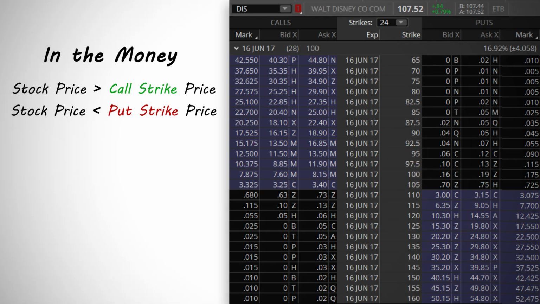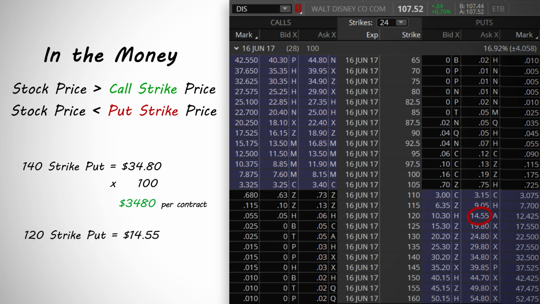Having the right to buy stock for a lesser price translates into more value for that option. In the case of puts, if we want the right to sell stock for a higher price, that translates into paying more for that put. We could buy the right to sell Disney stock at $140 per share within the next 28 days, but that's going to cost us a hefty $34.80, or $3,480 per contract. Remember, option contracts control 100 shares.